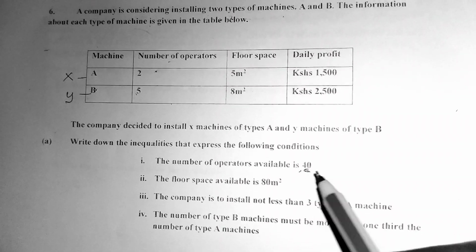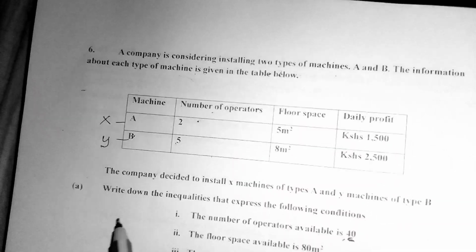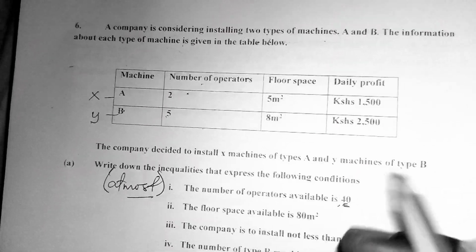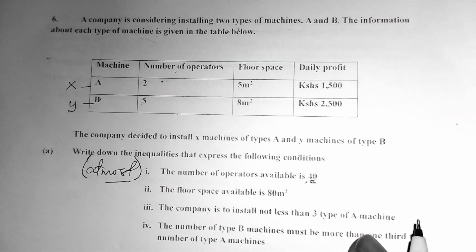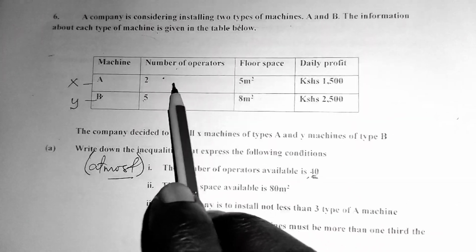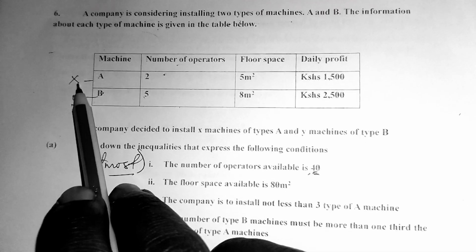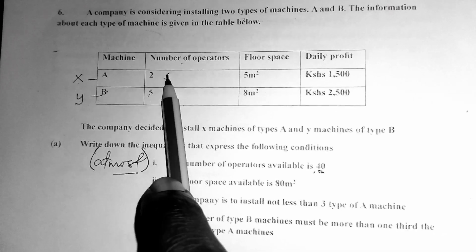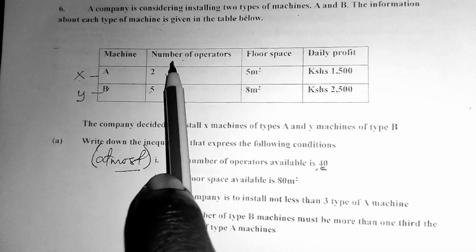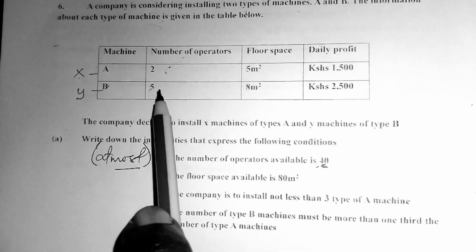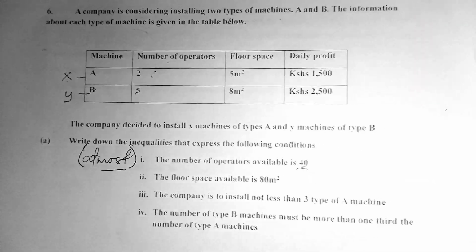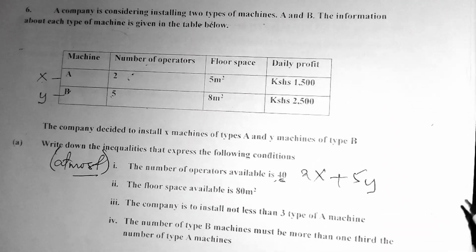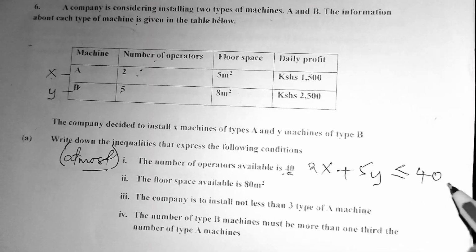So it means here we go with at most 40. If you have x machines and each machine requires 2 operators, the total number of operators will be 2 times x, then again 5 times y. So it means 2x plus 5y will be less than or equal to 40.